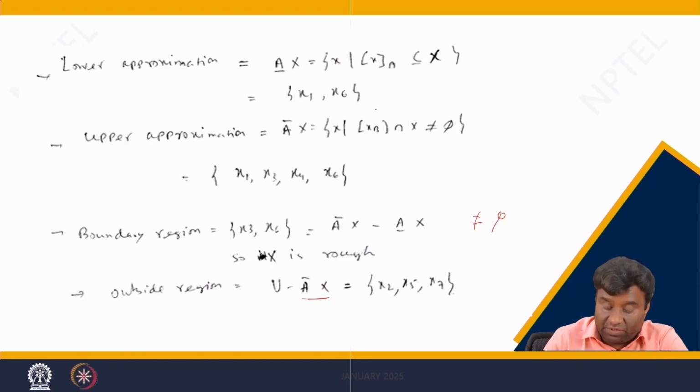So that is the lower approximation and upper approximation, and the boundary region is the difference between these two. As it is not a null set, X is rough. The outside region is the universal set minus the upper approximation, which is x2, x5, x7.